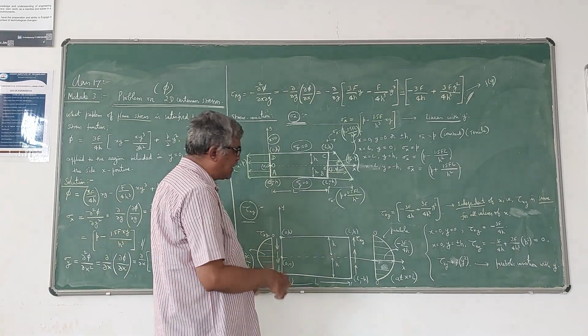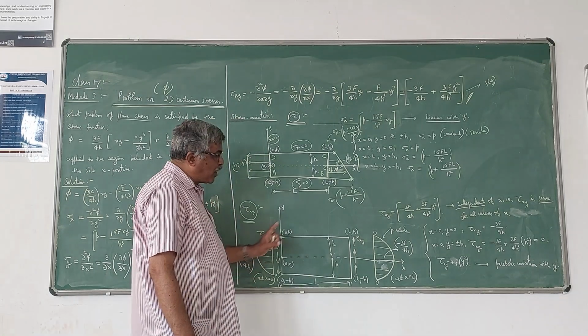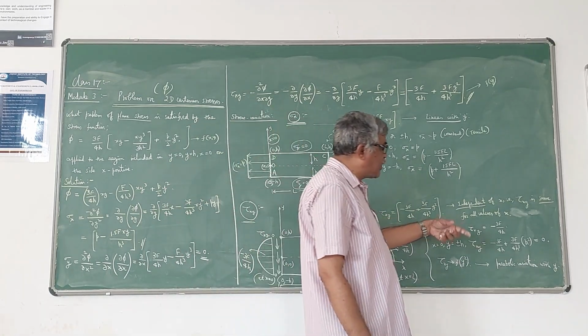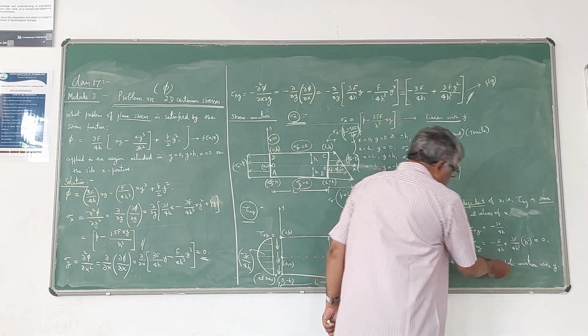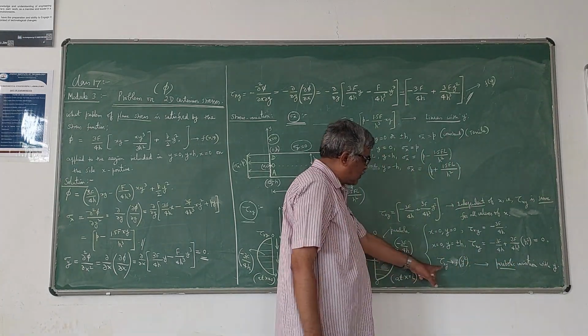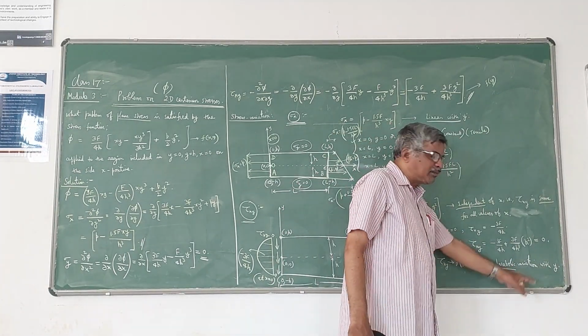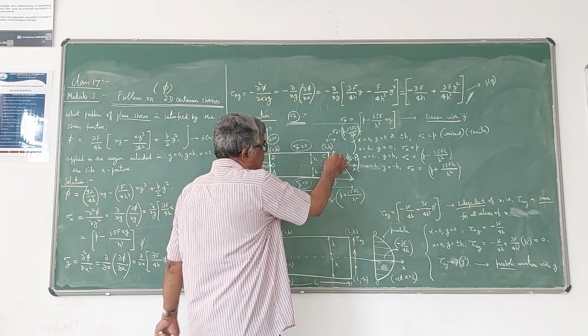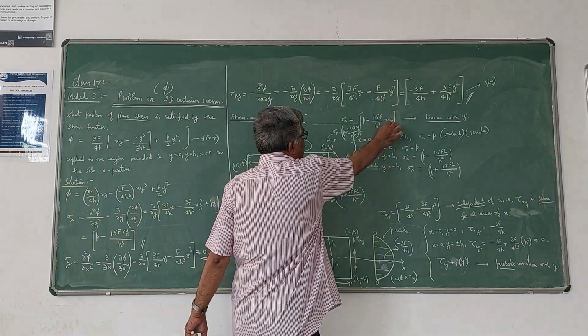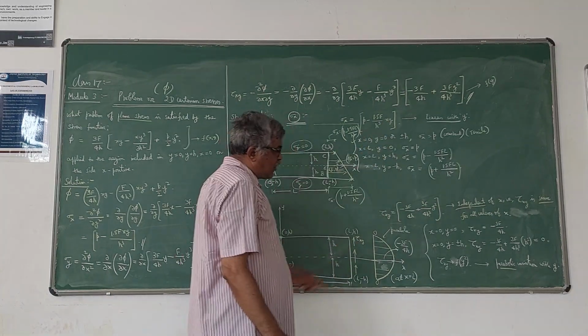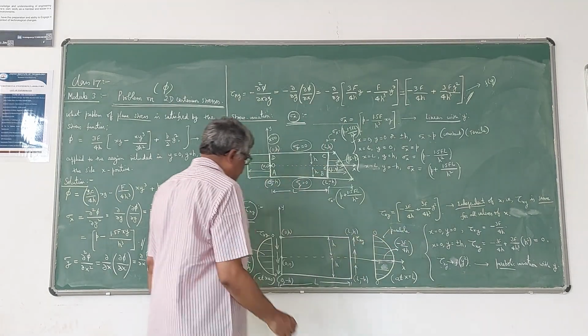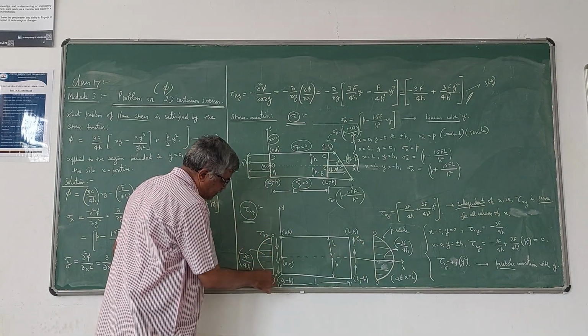And you can see that it is a function of y square. Y square means it is parabolic. So tau xy is a function of y square, so it is parabolic. It's not a straight line, whereas here it is a straight line because only the y term is there for sigma x. For tau xy, the y square term is there, so it is parabolic. We have to show it like this.